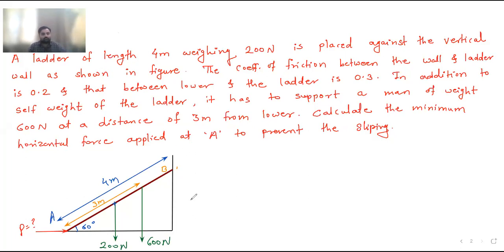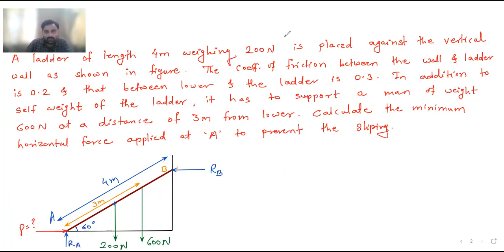So now P we need to calculate. So again we will draw the free body diagram. You know that when this ladder will slip, if this P force will not be there, then this ladder will slip. And how it will slip? This point B will move downward, and this point A will move to the left hand side. So here, first of all, we will draw the normal reaction at point B. This is the normal reaction at point B. I will call this RB. Then the normal reaction at point A. This is the normal reaction at point A, and we will call this RA.